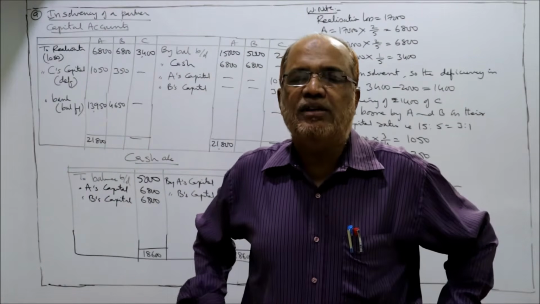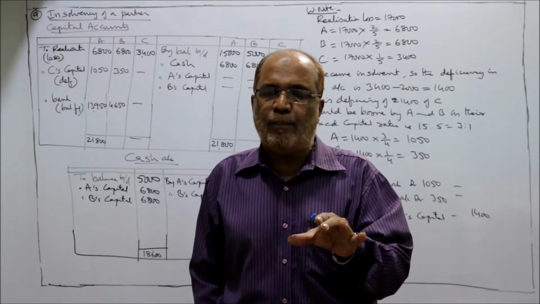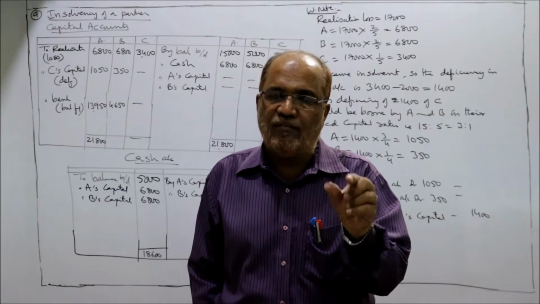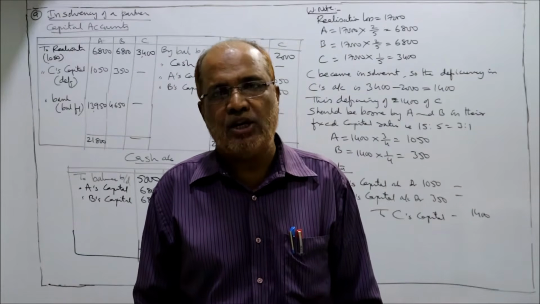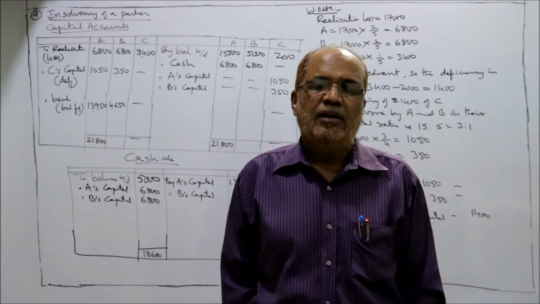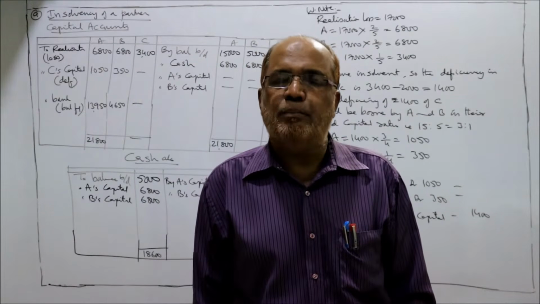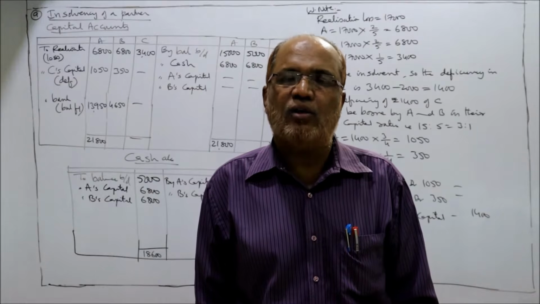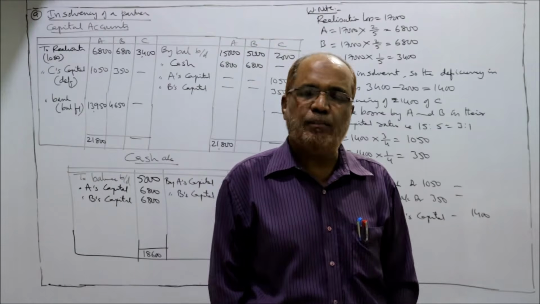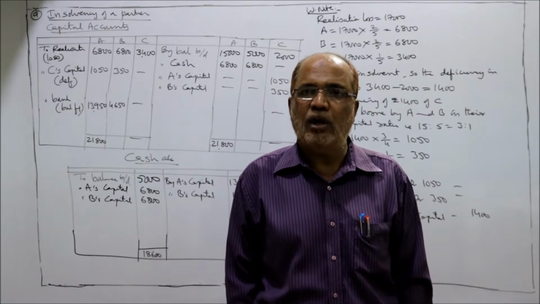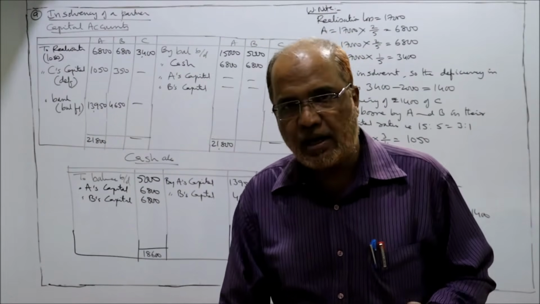In the previous theory class we discussed the Garner versus Murray rule. On account of insolvency of a partner, the deficiency of the insolvent partner will be borne by the solvent partners in the capital ratio. Second point, the realization loss: the solvent partner must bring cash equal to the share of realization loss. Thirdly, if a solvent partner has a debit balance, he will not bear the loss of deficiency. These are the points we have to remember in applying the Garner versus Murray rule.